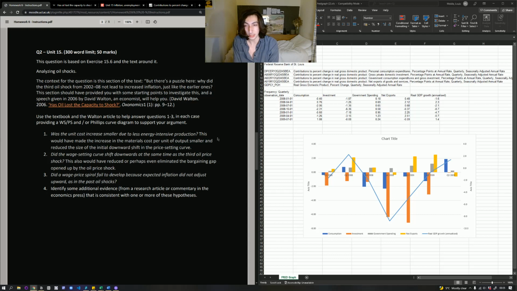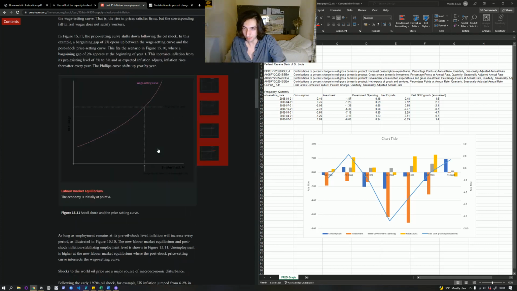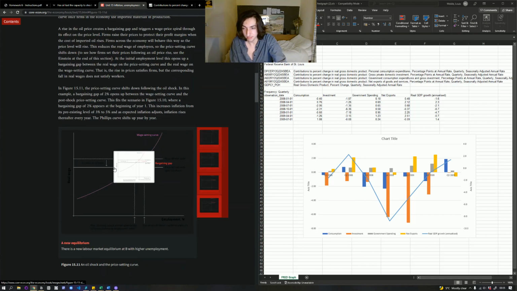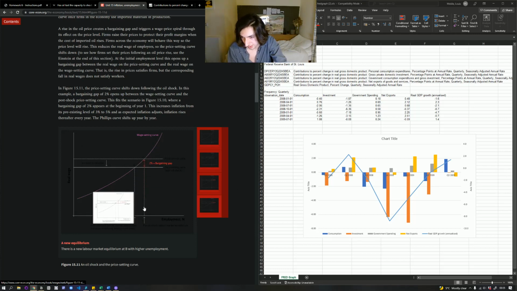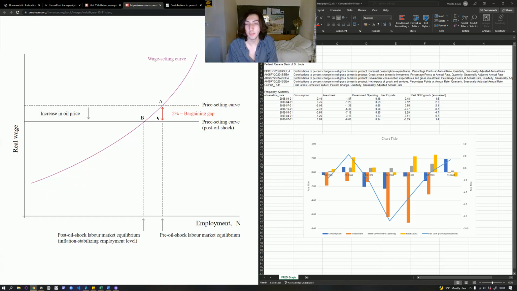This would have made the increase in materials cost per unit of output smaller and reduced the size of the initial downward shift. If you remember, in chapter 15, we can see that the price setting curve in our model shifts down when we see prices increase. With a price increase, the real wage will decrease, because if prices increase, then the rate of inflation increases, and so the real wage will decrease. You can see how this is having an effect here. Hopefully that makes it a little clearer.